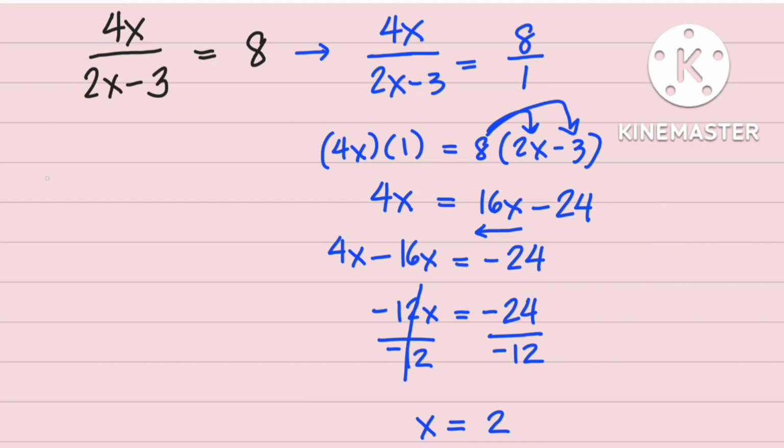So if we are going to replace every x in the rational equation, for the rational expression on the left hand side, we should have 8. This is 4 times 2 is 8. 2 times 2 is 4 minus 3, that's 1. And 8 over 1 is equal to 8.